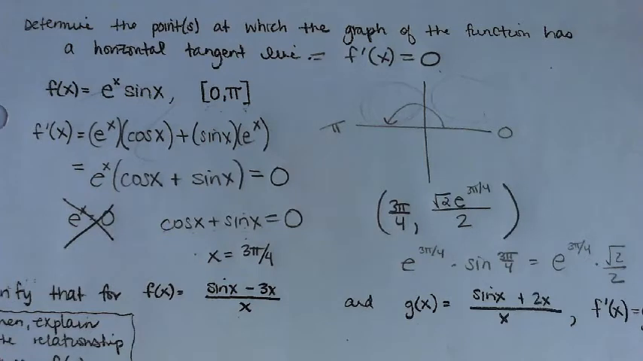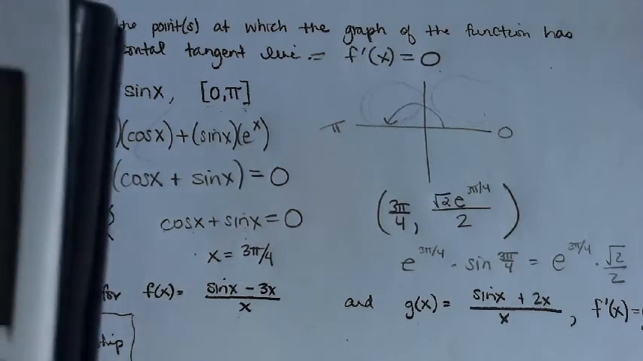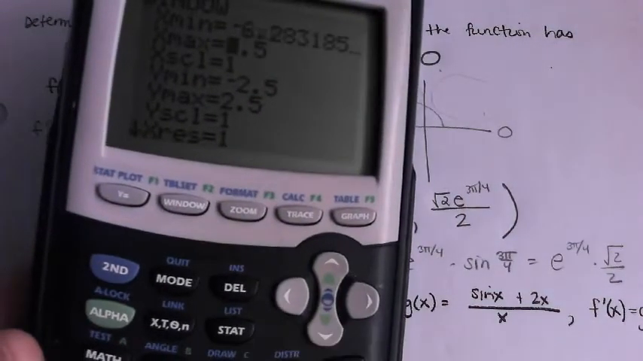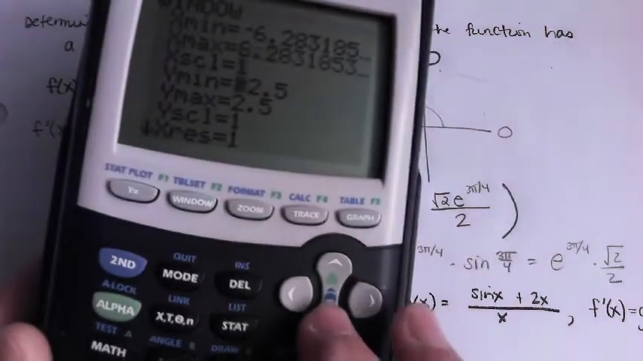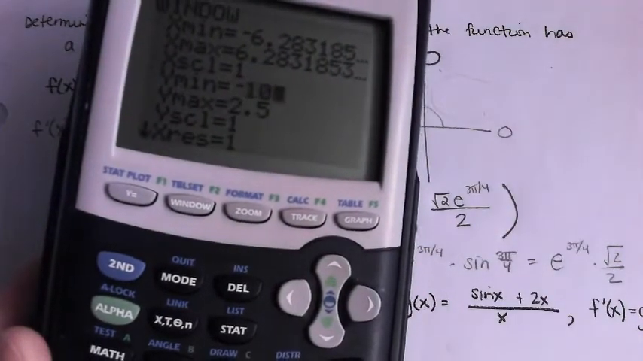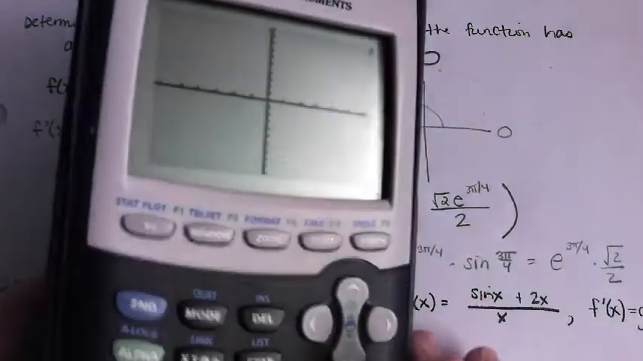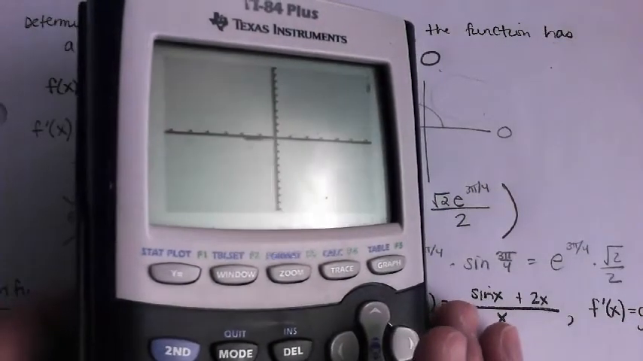Again, for fun, let's take a peek at this function. E to the x sine x, mode radians, window. I'm going to do negative 2 pi to 2 pi just to see the cyclical graph. I don't know what window's appropriate. That's going to take some playing.